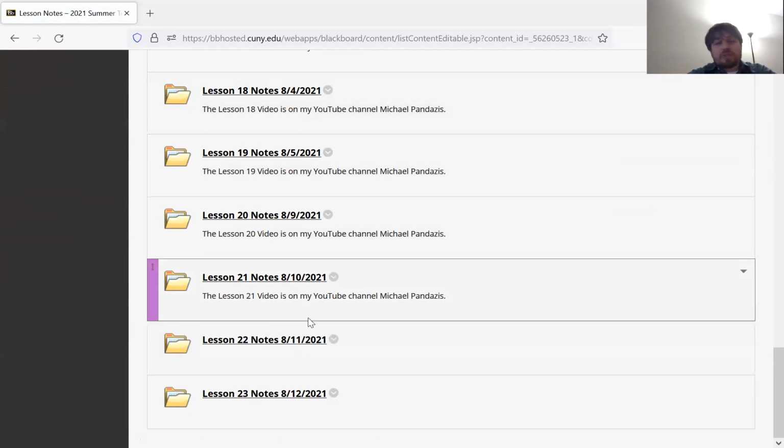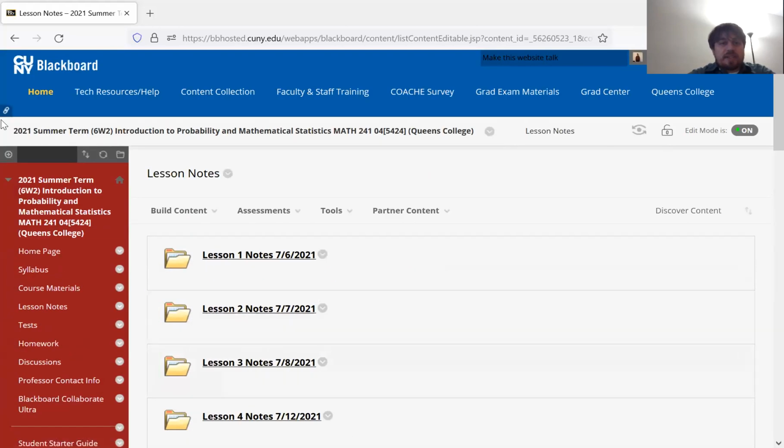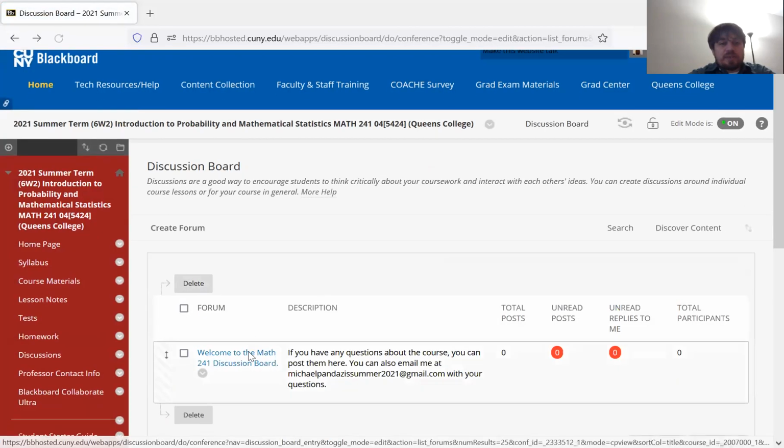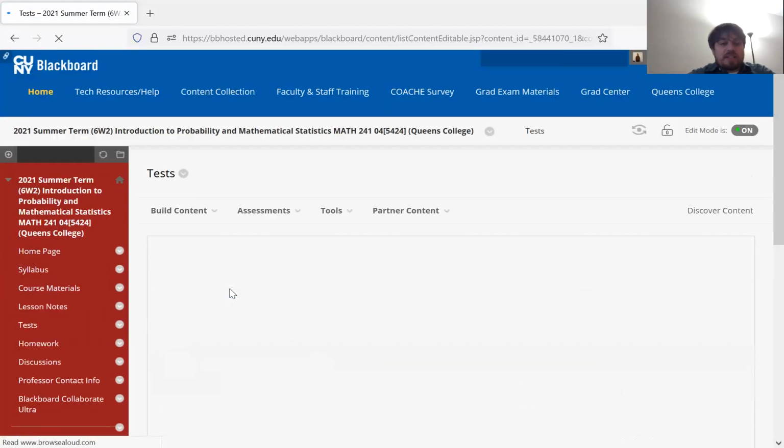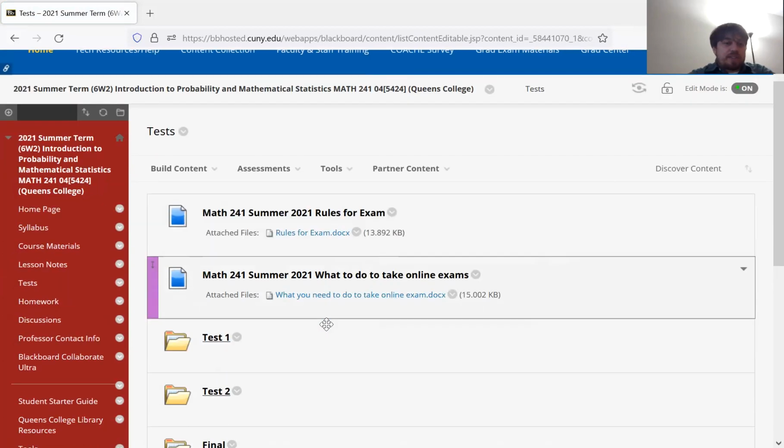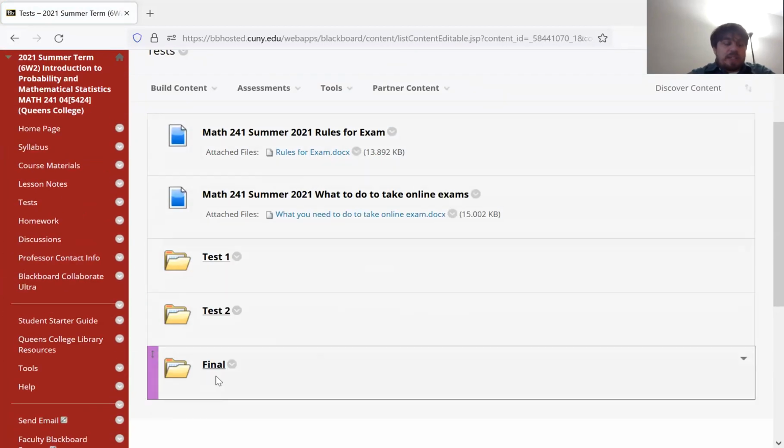Also, the test is tomorrow. The rules for the exam are the same as the other exams. You need to have Zoom, download the device, at least 10 sheets of paper, all of that. And everything you need to know, if you need to be reminded, is in these 2 files right here. So that reminds you of everything you need to know.